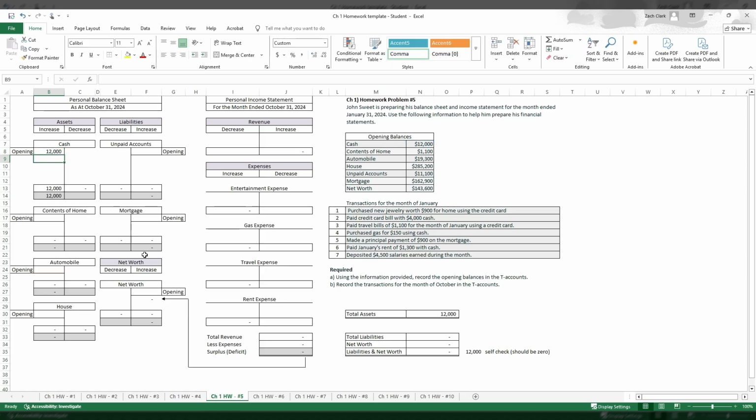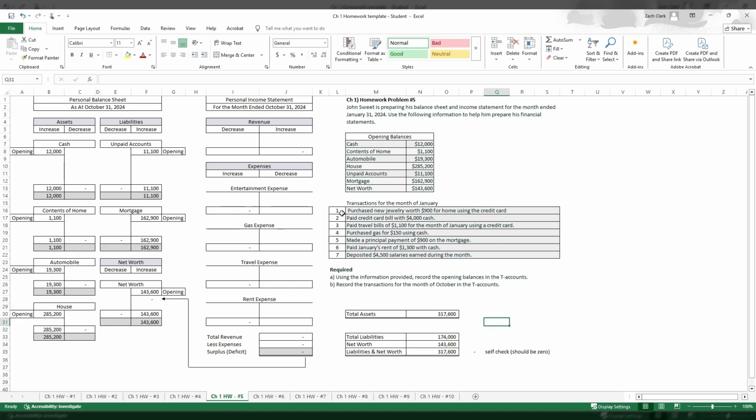And so let's put our opening balances in now. We have cash, contents of home, automobile, house, unpaid accounts, mortgage, and finally net worth. A good first step is just to check and make sure that everything is in balance, and it is. We can see that total assets equal total liabilities plus net worth, so that is a good place to begin.